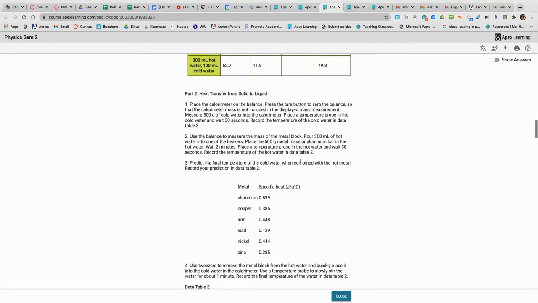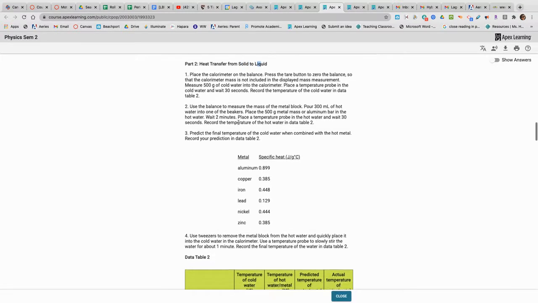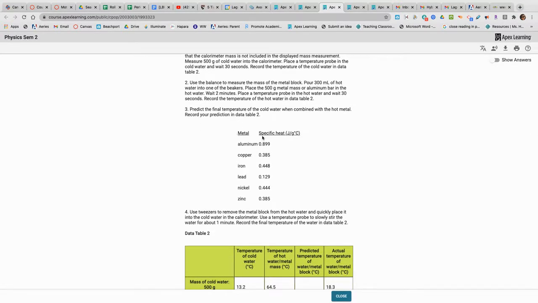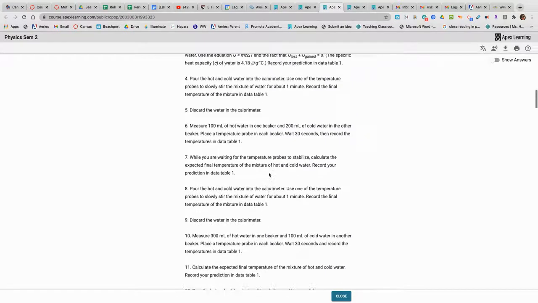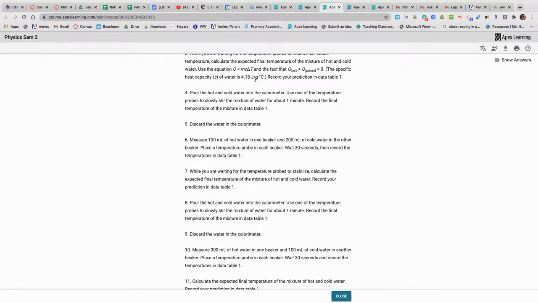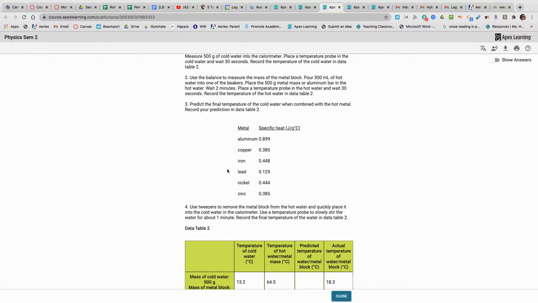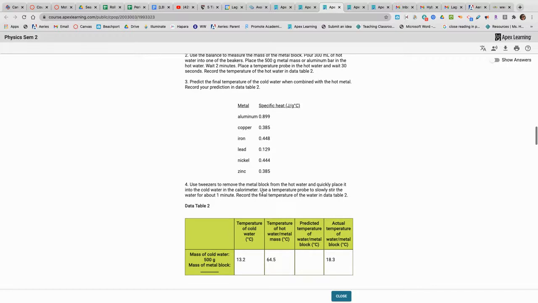Okay. In part 2, you are looking at heat transfer from a solid to a liquid. So again, reading through the procedures, you are given here some specific heats for substances other than water. Aluminum is 0.899, copper is 0.385. Remember, water's was very high compared to those numbers. Water's was 4.18, okay?